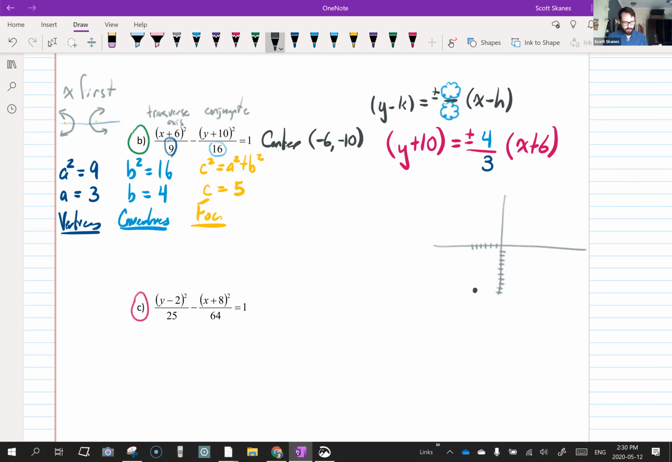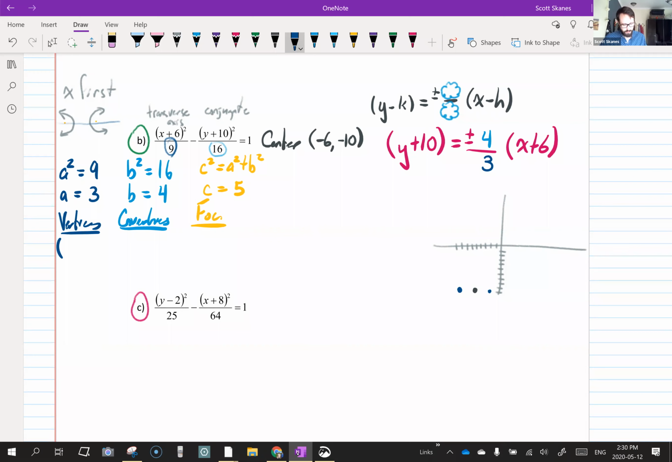So that's my center. My vertices are going to be along the transverse axis, and because the x comes first, it's going to go left and right because that's the x direction. I go left and right by 3. So 1, 2, 3 is about here. And left 3, and this is going to be tricky without graph paper. 1, 2, 3, left 3 from there is about here. Just do your best. I should have had graph paper ready here, but it's not in the book, so whatever. Those are my vertices. So I can already write down what those vertices are.